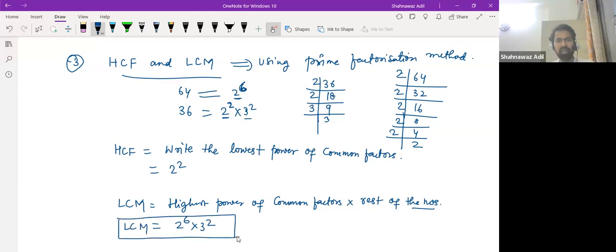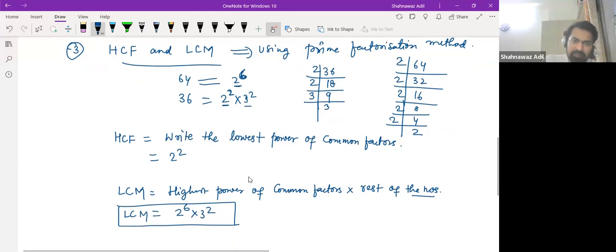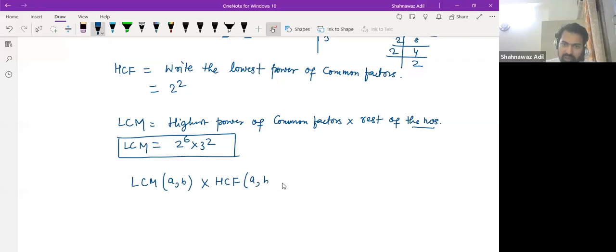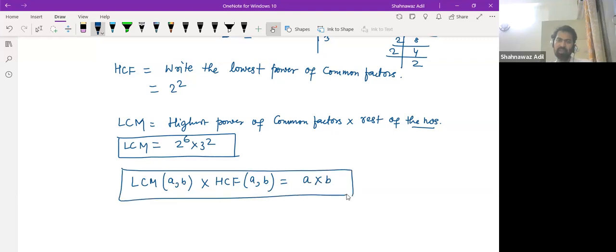Okay. And there is this property that if we multiply the LCM of two numbers, A and B, with the HCF of the two numbers, this would be the product of the two numbers. So this was the important relation that we understood, right?